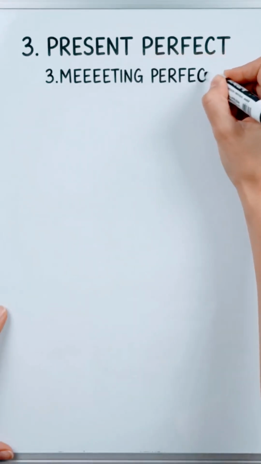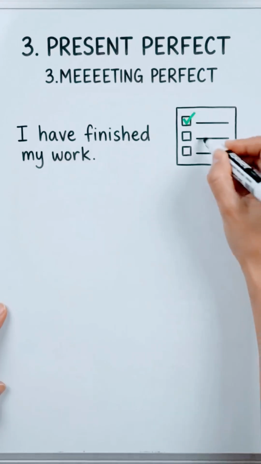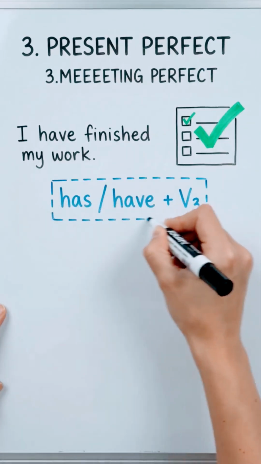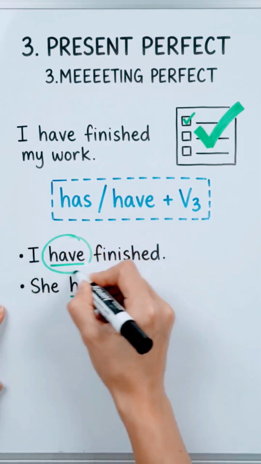Today, let's learn the present perfect. Look at this. I have finished my work. This means the action is complete. The rule is has or have plus the 3rd form. I have finished and she has gone.